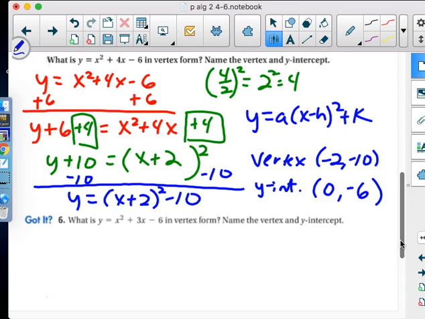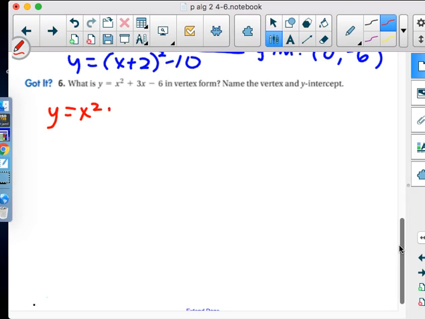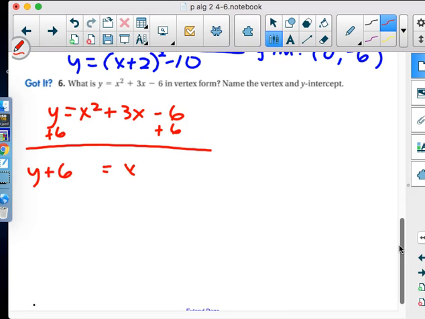So I'm going to have you guys help me out more with this one. Y equals x squared plus 3x minus 6. You want it in vertex form. What's your first step? Add the 6. What's the next step?